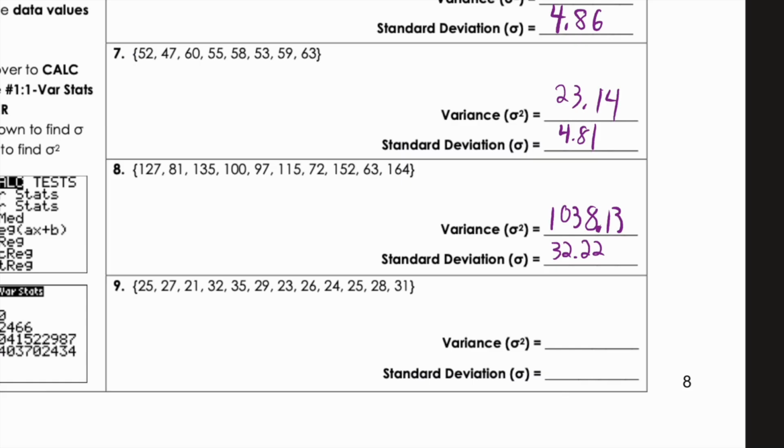All right, on number 9 here, standard deviation this time is much lower at 3.87. The data here is much closer together than it even has been on any of the other examples. So our variance will also be much smaller at 14.98 then. And that wraps up Unit 8, Section 1 of Algebra 2.